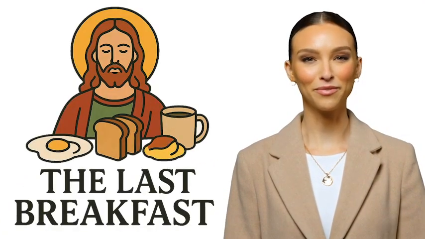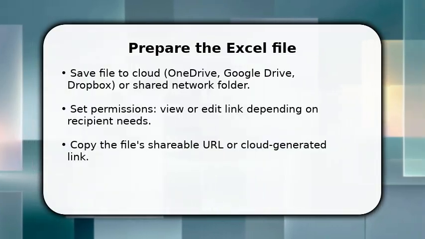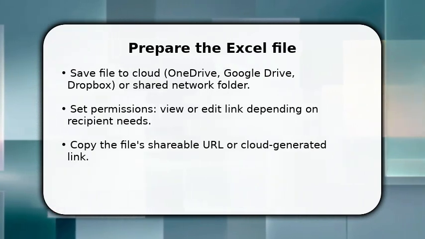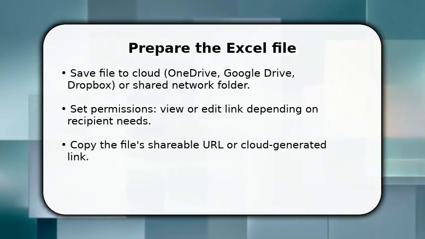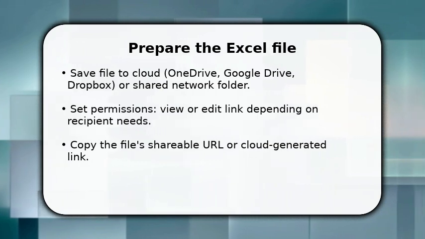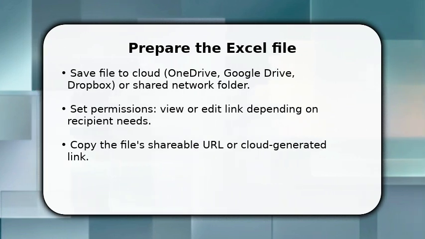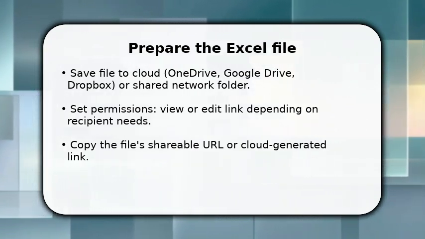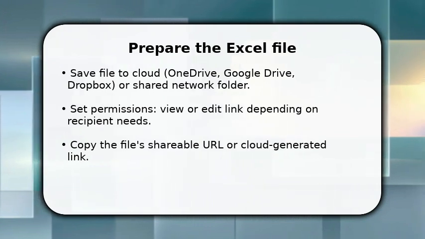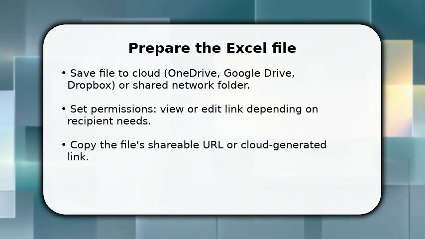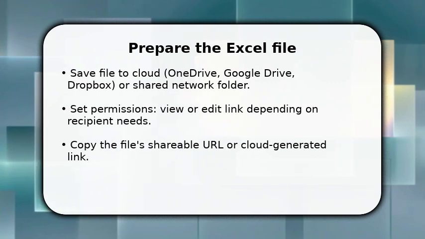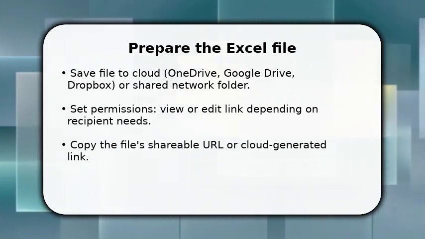Please enjoy the video. You start by placing the workbook where recipients can access it. Save to OneDrive, Google Drive, or a shared network folder so you avoid large attachments. Once saved, set permissions explicitly, choose View Only if you want to protect formulas, or Edit if collaboration is required. After adjusting permissions, copy the shareable link provided by the cloud service.